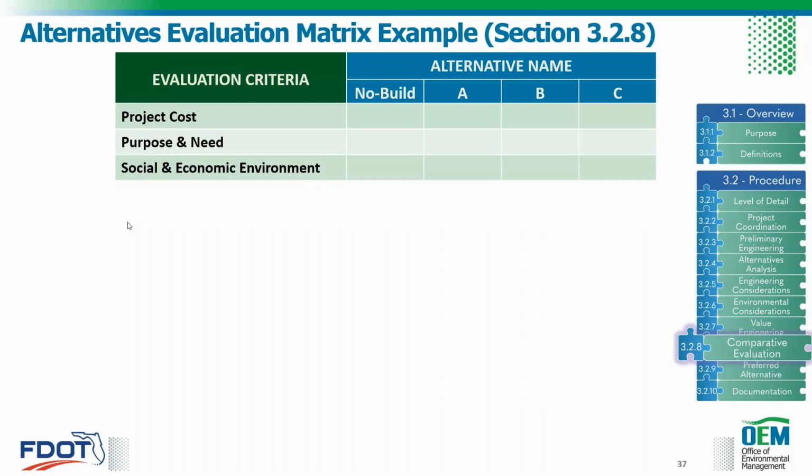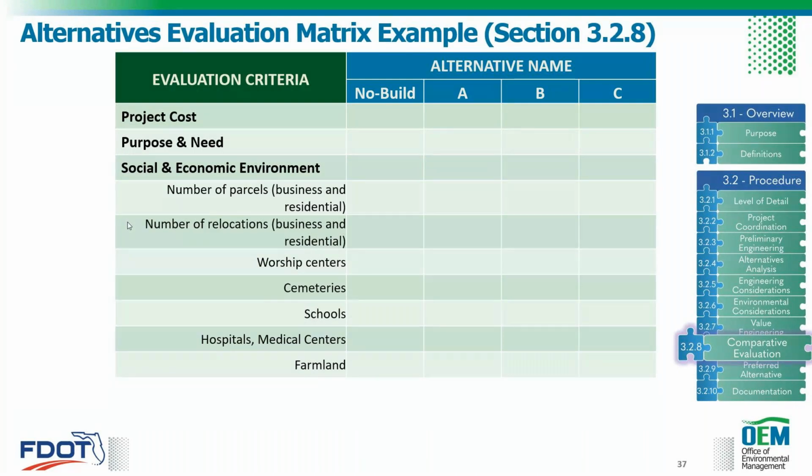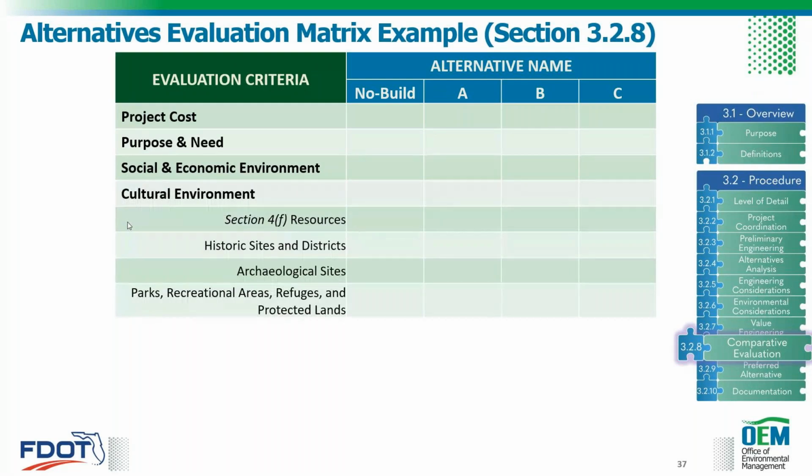Next up is social and economic environment. Some of the things that you could consider in this section would be number of parcels, number of relocations, number of worship centers, cemeteries, schools, hospitals, medical centers, farmland, and your units are probably going to be in number of parcels impacted. Cultural environment could be items like Section 4(f) resources, the number of historic sites or archaeological sites, parks, rec areas, refuges, and protected lands.